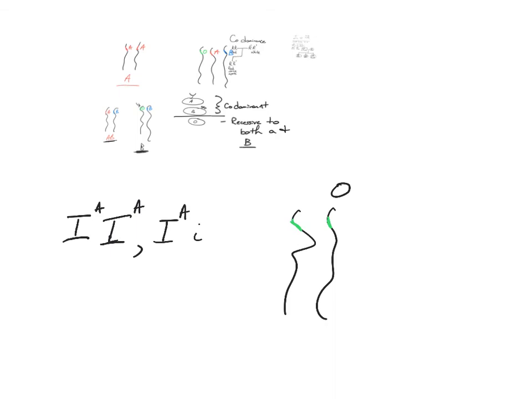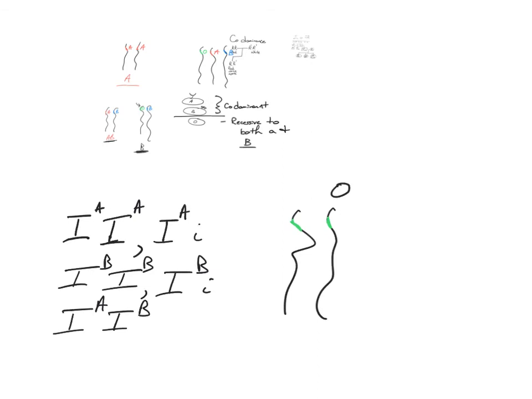Okay. So B could be, you could have an IB IB, or you could have a B, little i. AB has to be what? It has to have an A and a B. It's the only way you're going to get AB. There's only one genotype for AB. Everybody see that? Yes or no?